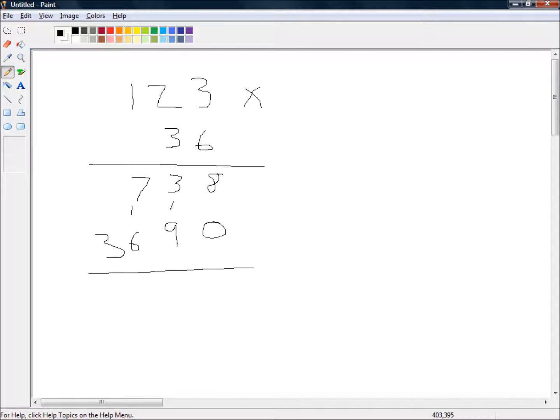and we just add them together. 8 plus 0 is 8. 3 plus 9 is 12. 7 plus 6 plus 1 is 14. And 3 plus 1 is 4. And there's our answer.